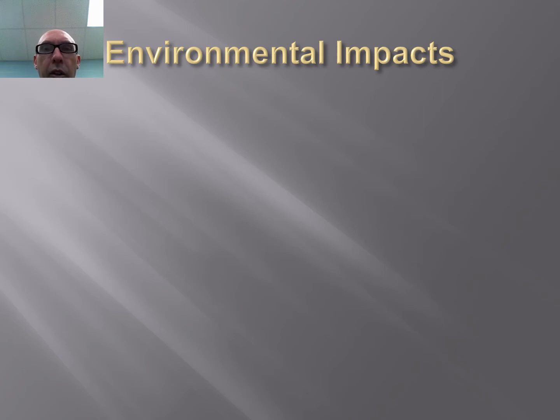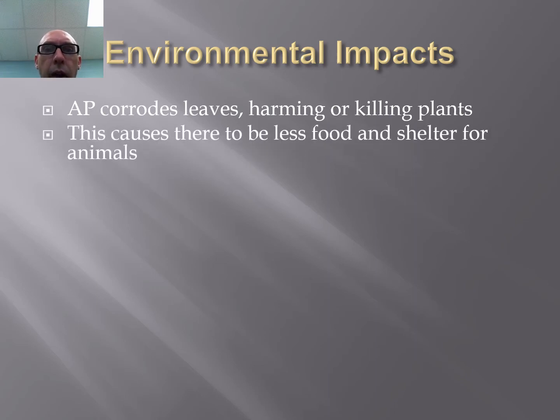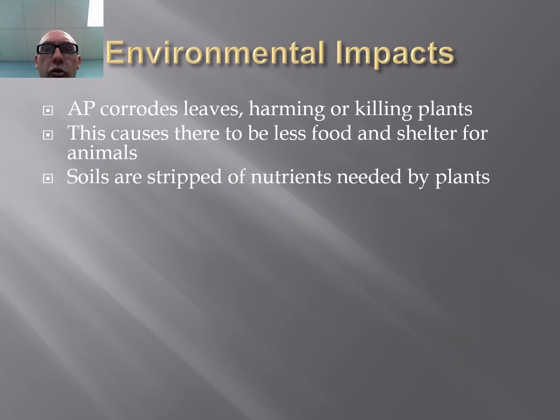My mistake. So the environmental impacts, we're going to cluster these in 2 areas, and then we'll move on to the human impacts in a few moments. So first, environmental impacts on land. Acid precipitation first corrodes leaves, which directly harms or kills plants. As a result, there's going to be less food and less shelter for the animals, and on a longer term basis, the soils are stripped of nutrients needed by the plants because the acids either chemically attack them or dissolve them and remove them from the soil. So these are things that are happening on the land.